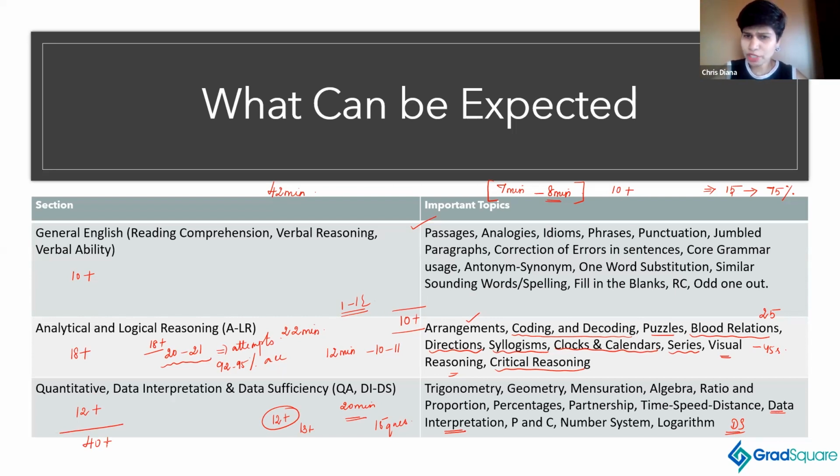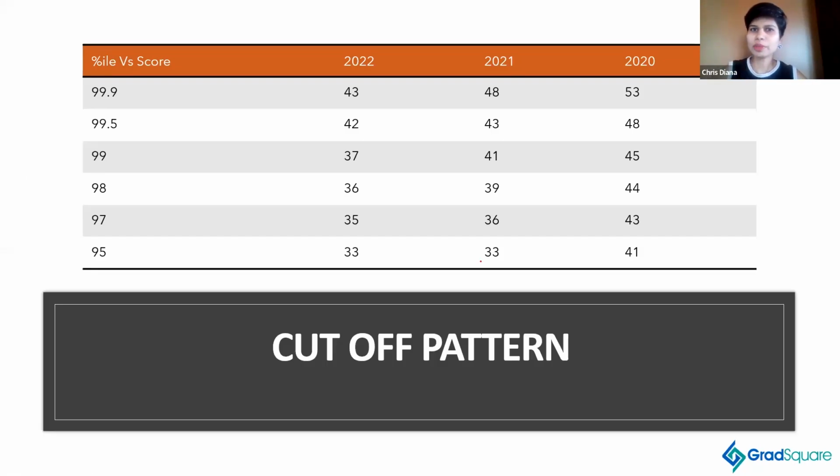Remember, whatever I've been speaking about today in this particular slide is all with respect to the previous years' papers, that is 2022 and 2021. According to the difficulty level of those two papers, I'm speaking. Now let's have a look at the cutoff pattern. Remember, I was speaking with respect to 2022 and 2021 details.